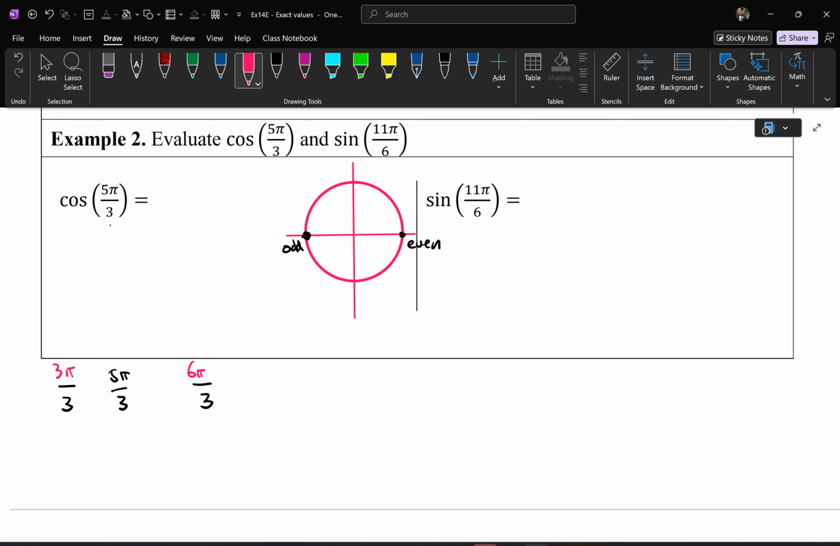So clearly, when you look at 5 pi on 3, this is equivalent to 1 pi. This is equivalent to 2 pi. So where's 1 pi, 2 pi? Here's 1 pi. Here's 2 pi. So you're either in quadrant 3 or quadrant 4. But clearly, 5 pi on 3 is just missing 1 extra pi on 3 to make it a full revolution.